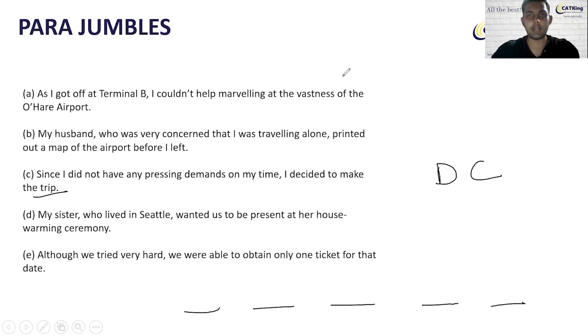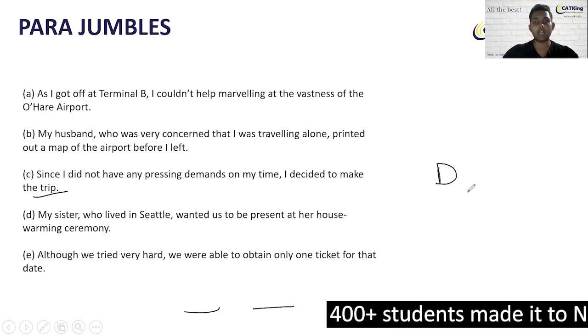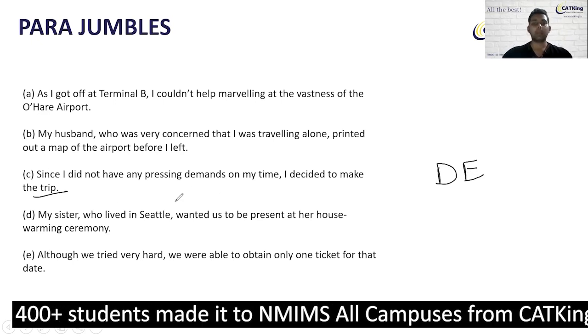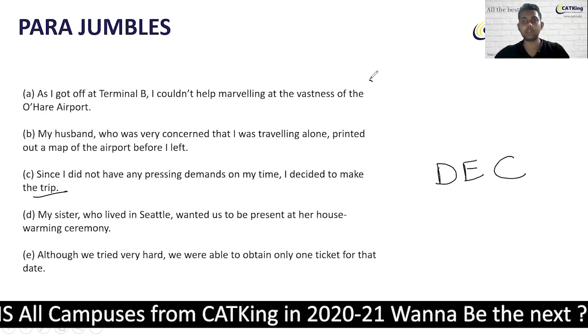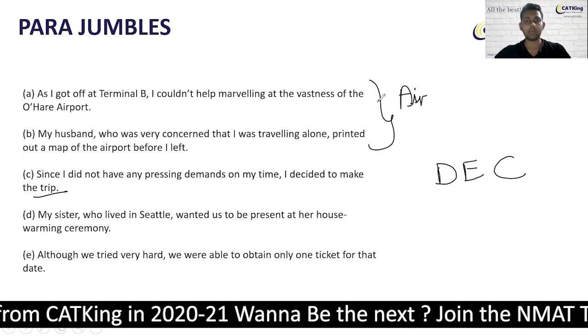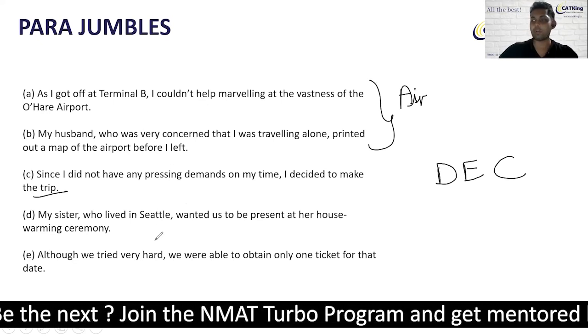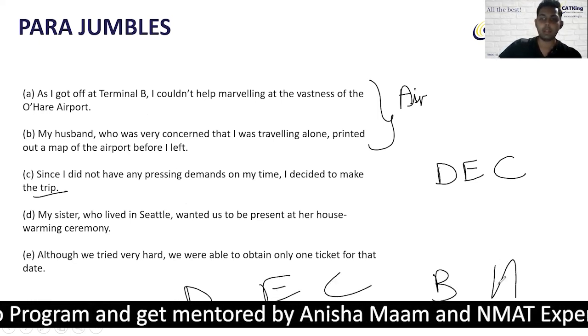Okay, the first point that will come is about the solo trip, and C is saying that, you know, although एक ही ticket मेरा, फिर भी उनके पास कुछ काम नहीं था. That is why she went ahead and did the trip. My sister, who lived in Seattle, wanted us to be present at her housewarming ceremony. Although we tried very hard, we were able to obtain only one ticket for that date. Since I did not have any pressing demands on my time, I decided to make the trip. So DEC have to come before B and A because B and A are talking about a different topic altogether, which is airports. My husband, who was very concerned, printed out a map of the airport before I left as I got off. So what we get is D, E, C, B, and A.